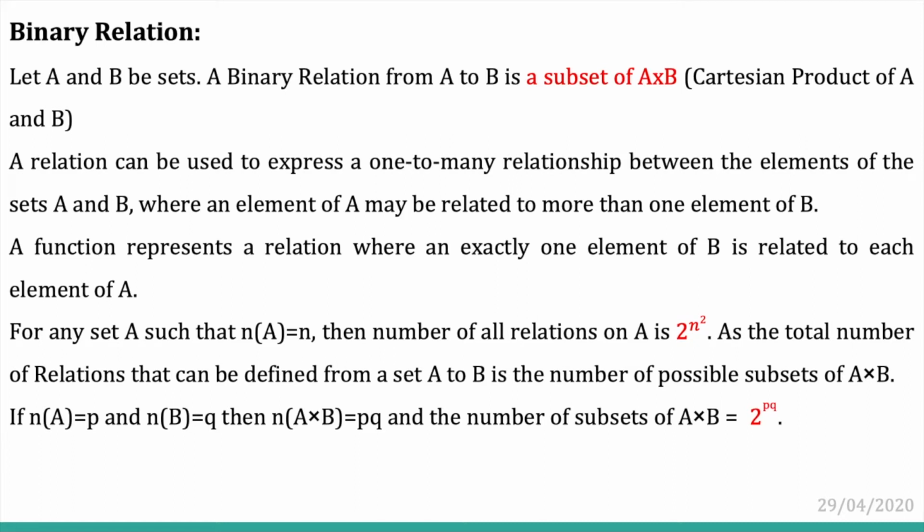So suppose there are n elements in a set A, then there can be 2 to the power n square relations possible on that particular set, that is from A to A. And if the number of elements in A is P and the number of elements in B is Q, then there can be 2 to the power P into Q relations possible over A cross B.